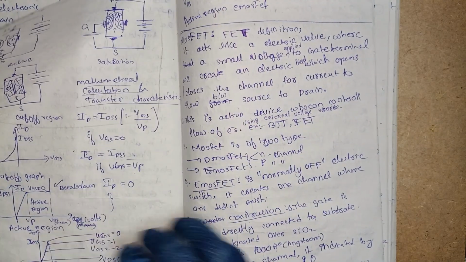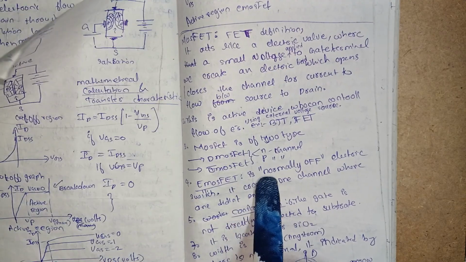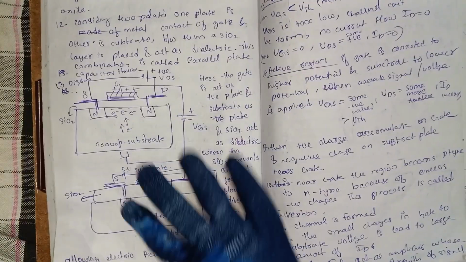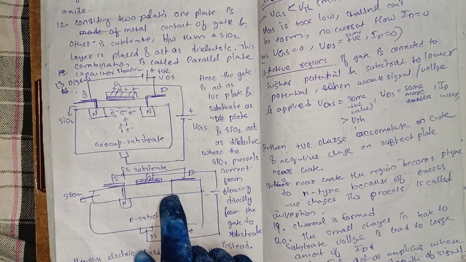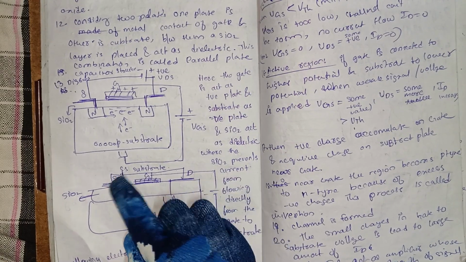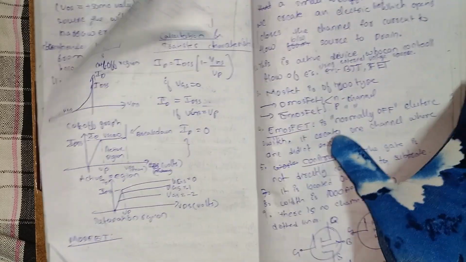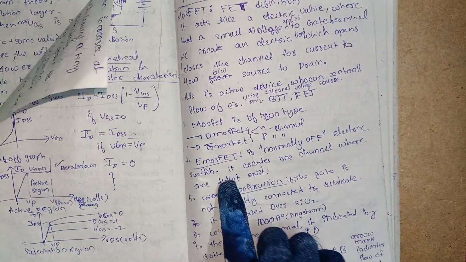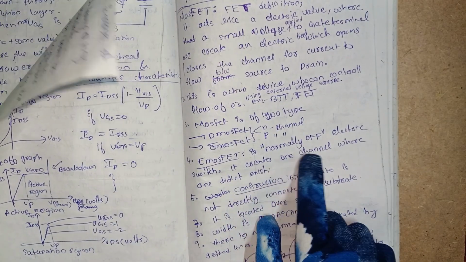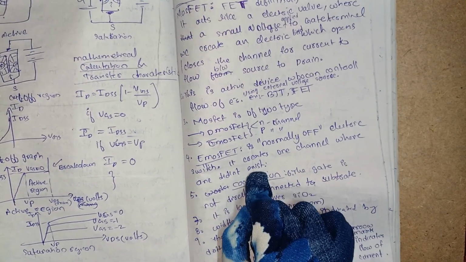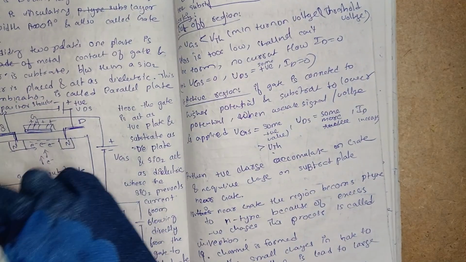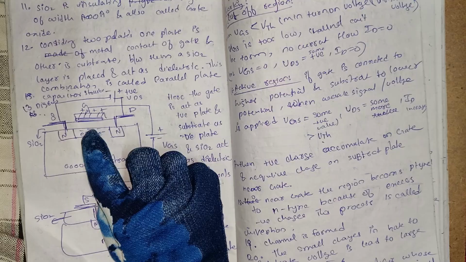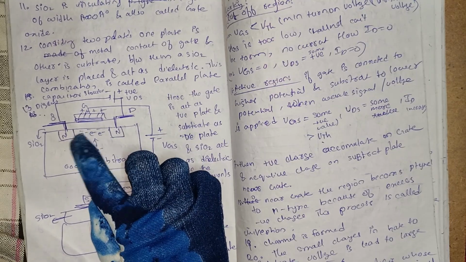So what is E MOSFET? E MOSFET is a normally off electric switch. Normally off means there is no channel between N and N, so there is no current flow between source and drain. And it creates one channel where one didn't exist. So here it created a channel where the electrons flow.